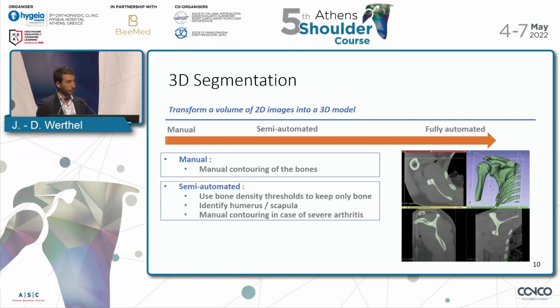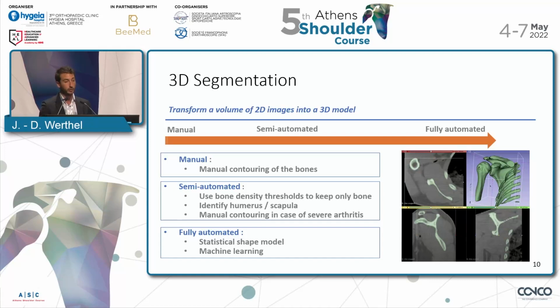You can do it semi-automated, and that's what is used mostly. And this is the more widespread method, which is quite easy. You need to first set a threshold, and you tell the machine, okay, this threshold of intensity is bone. And so as you can see on the picture on the right, all the bone has been identified. And then you can manually select the humerus, and you tell the machine this is the humerus, and manually select the scapula, and you tell it this is the scapula, remove the rest. And sometimes you need to help the machine to manually separate scapula from humerus in cases of severe arthritis.